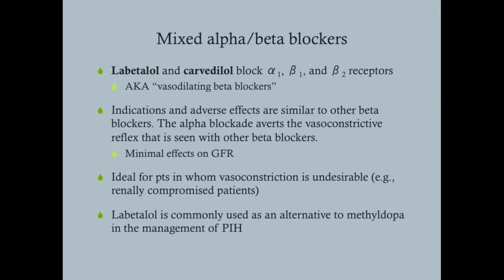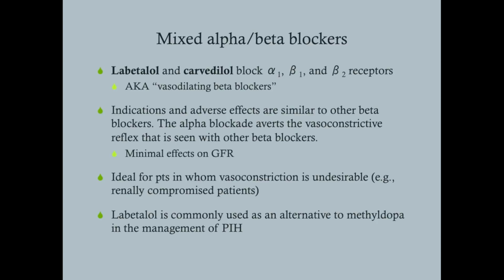Then there are the mixed alpha-beta blockers. These are also known as the vasodilating beta blockers. And the reason that these are useful is that they, in addition to blocking beta 1 and beta 2 receptors, they also block alpha 1 receptors. And so remember, if you block alpha 1 receptors, you cause a vasodilation. And this is really good because remember what happens when you block beta 1 and beta 2. When you block beta 1 and beta 2, you get a reflex vasoconstriction, and that can be really bad.